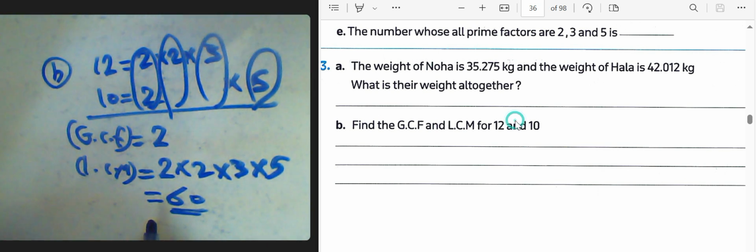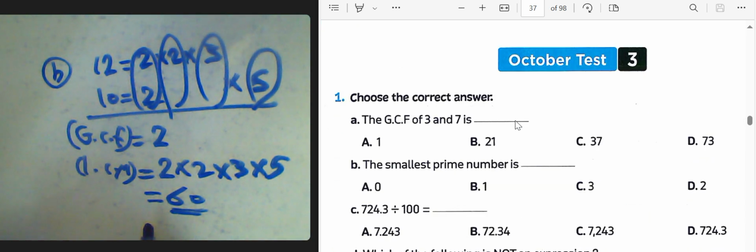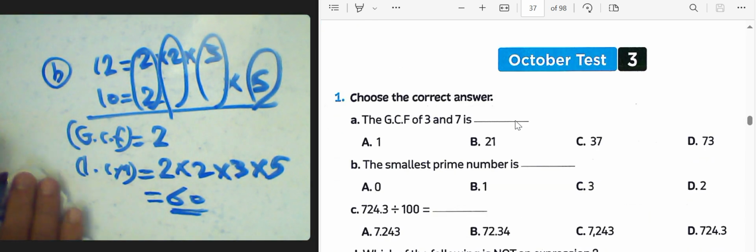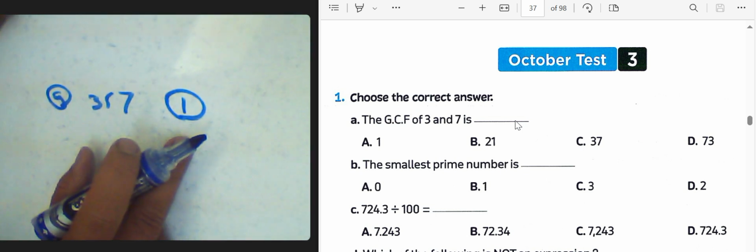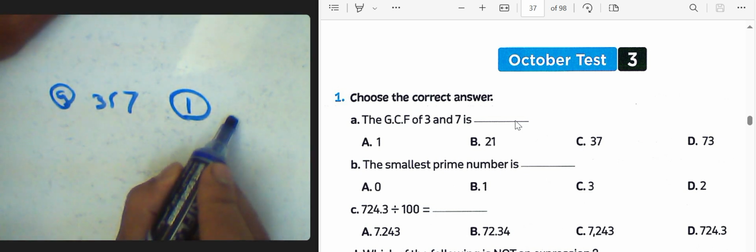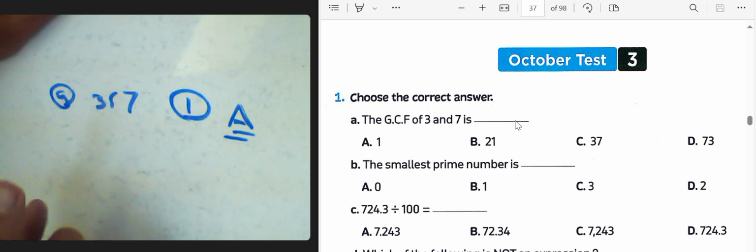So let's move on to the properties, number 3, letter E, choose the correct answer. Number 1, letter E: the greatest common factor of 3 and 7 will be 1, because 3 and 7 can both be divided by 1. It's the greatest common factor, so choose letter E. Question number 2, letter B: the smallest prime number is 2. Letter C.